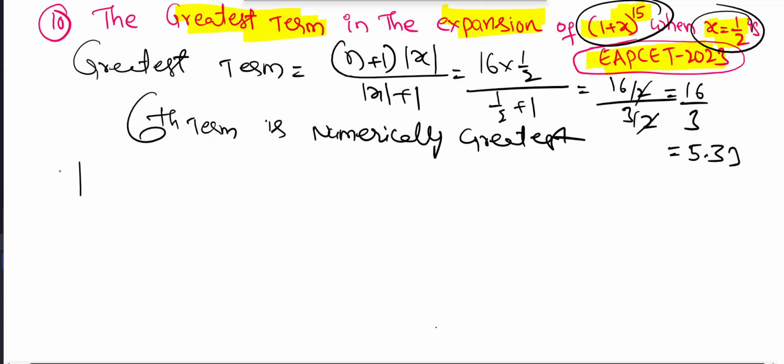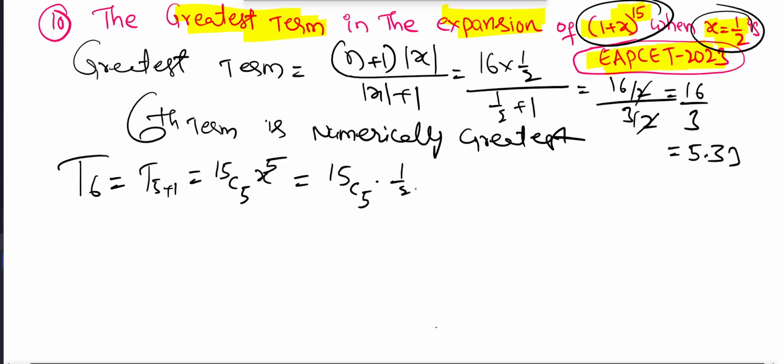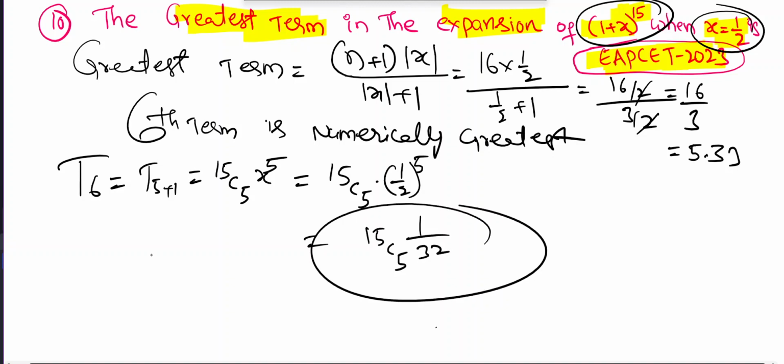So now find T6, that is T6 is equal to, this is written as T5 plus 1, that is equal to nCr, this is 15C5 x to the power of 5, that is equal to 15C5 into x value is 1 by 2 whole power 5, that is equal to 15C5 into 1 by 2 power 5, that is 1 by 32. This is the numerically greatest term in the given expansion.